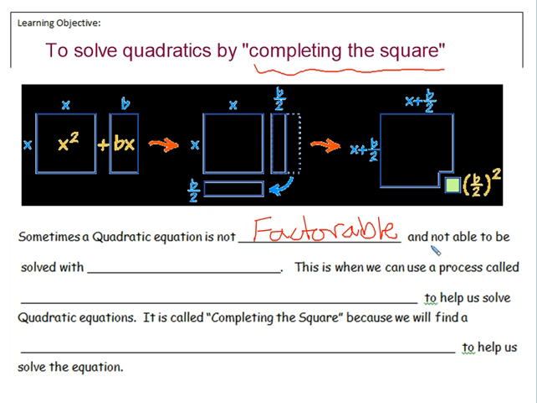Also, sometimes you are not able to solve quadratic equations with square roots. Now again, I didn't give you any of those in the last lesson because we were specifically talking about square roots. So if an equation is not factorable and you cannot use square roots to help you solve it, this is when we can use the process called completing the square.